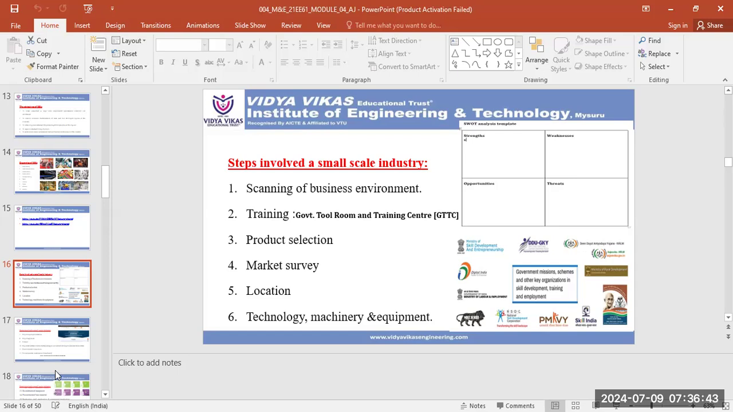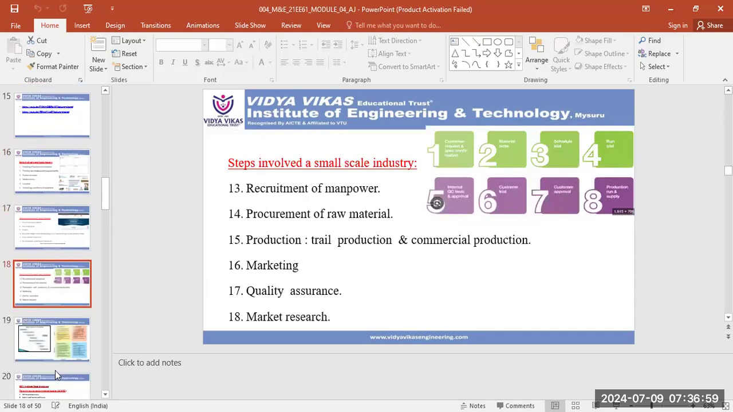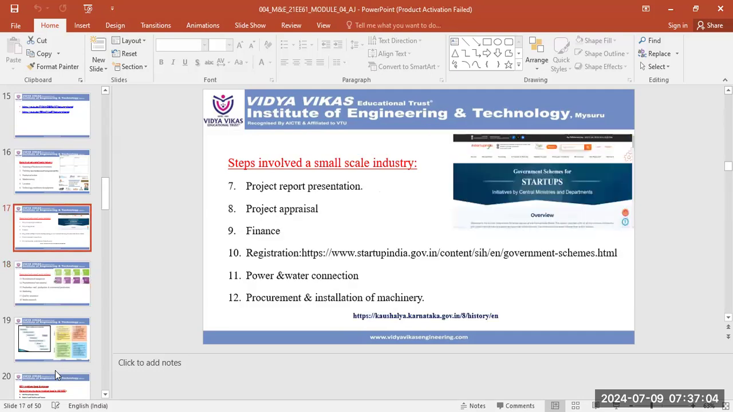Finance. Finance is the lifeblood of the enterprise. A number of financial agencies provide capital assistance and venture capital for starting an enterprise. Registration. It is always worthwhile to get the unit registered with the government. This will enable the entrepreneur to avail various government facilities, incentives, and assistance schemes, including financial assistance, power and water connection. These are to be obtained through respective government agencies.